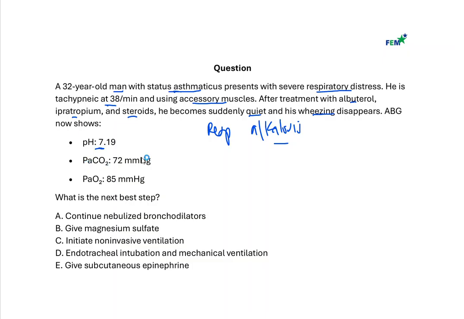So as we can see here, this patient's PaCO2 is high, and what's going to be the next best step? So I think this patient needs endotracheal intubation and mechanical ventilation.